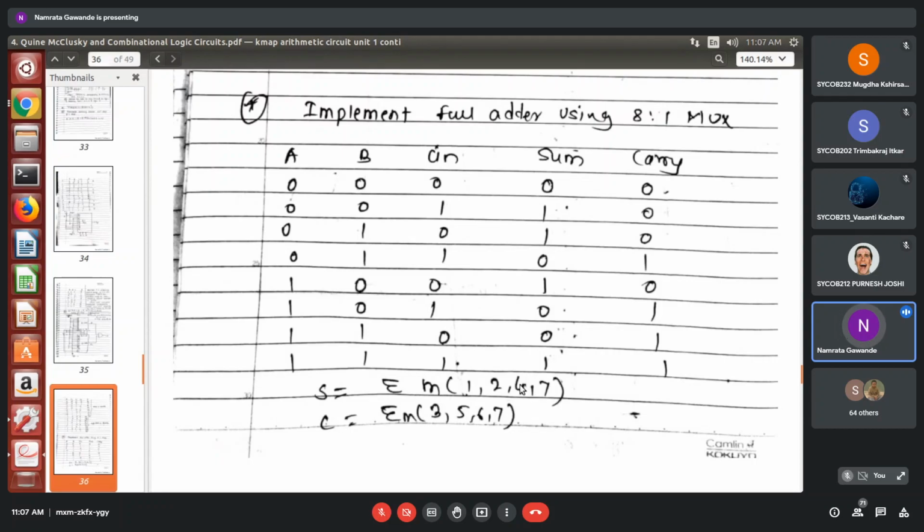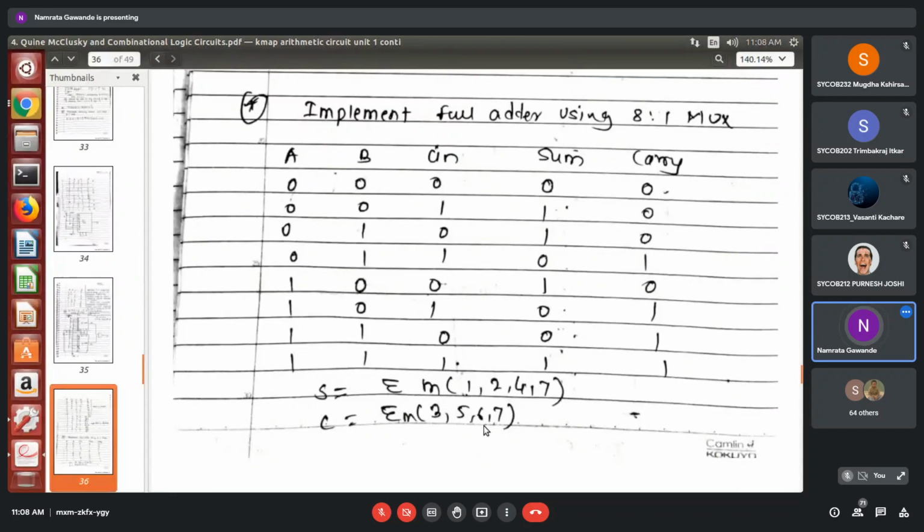Now, once you know this equation, S equals summation of m 1, 2, 4, 7, how many variables will be required? Can you tell me? A, B, C, as given in the truth table, which means 3 select lines. 3 select lines means how many data input lines? 8 input lines, 2 raised to power 3 equals 8, right? So 8 data inputs will be required. So for this, an 8:1 mux is required, and that is what is given.